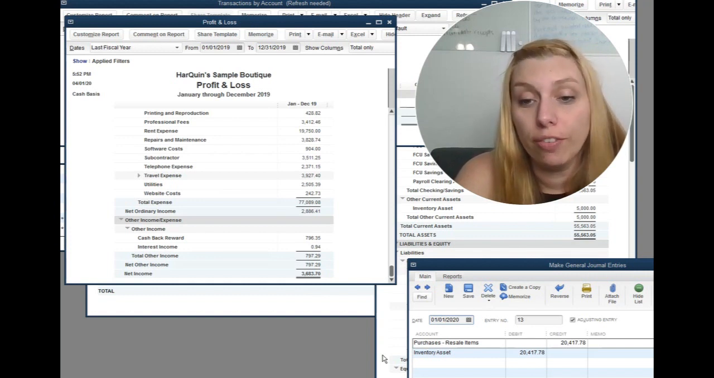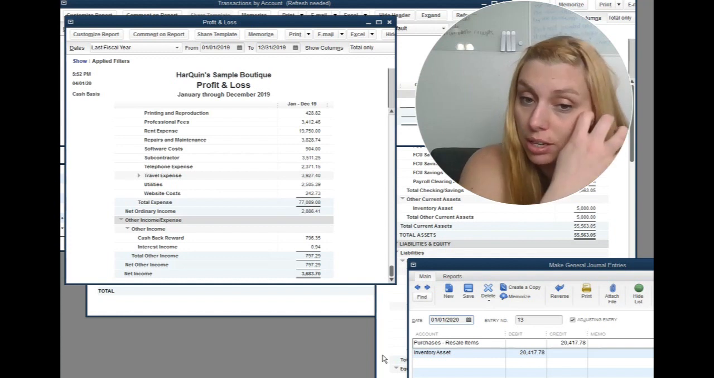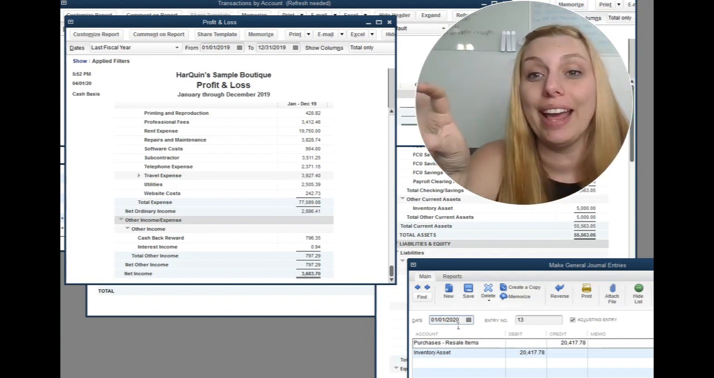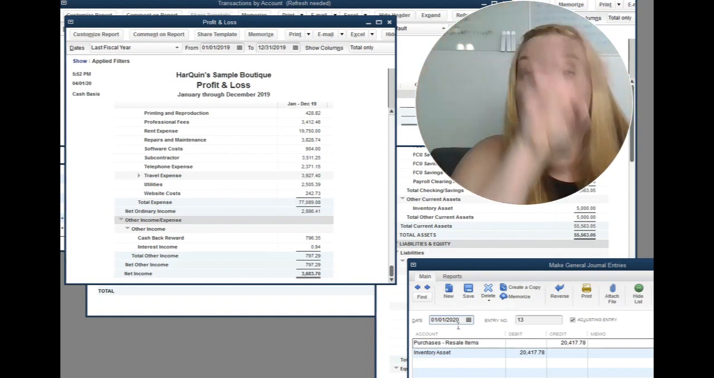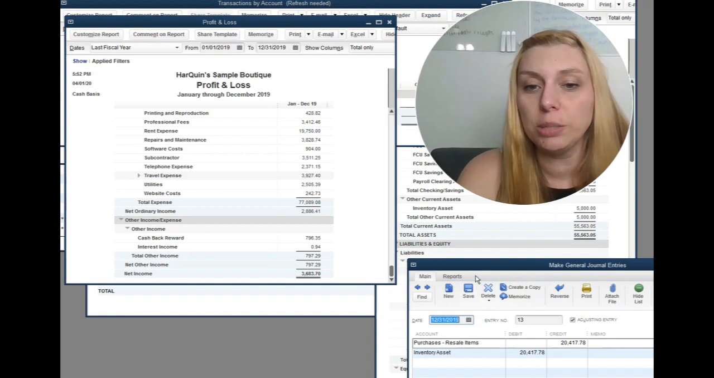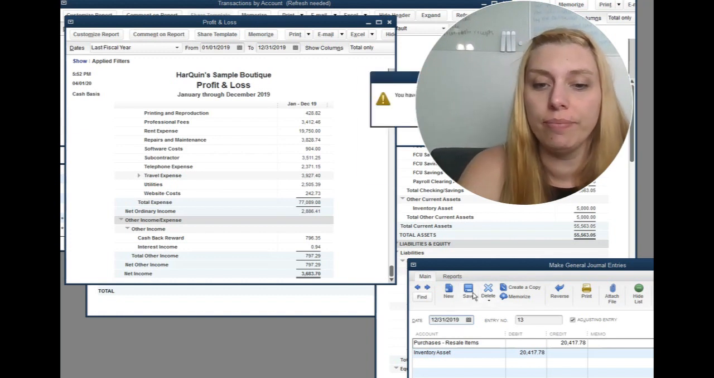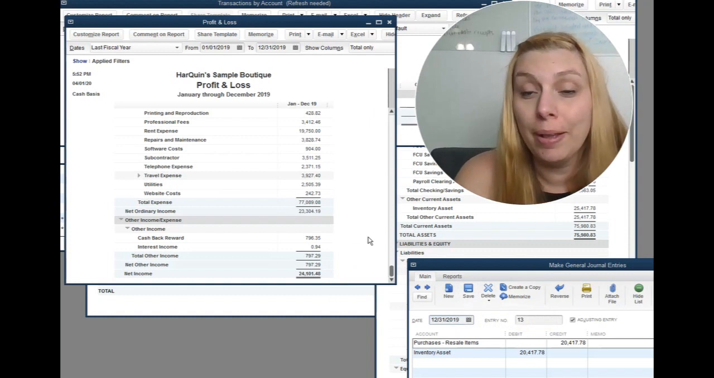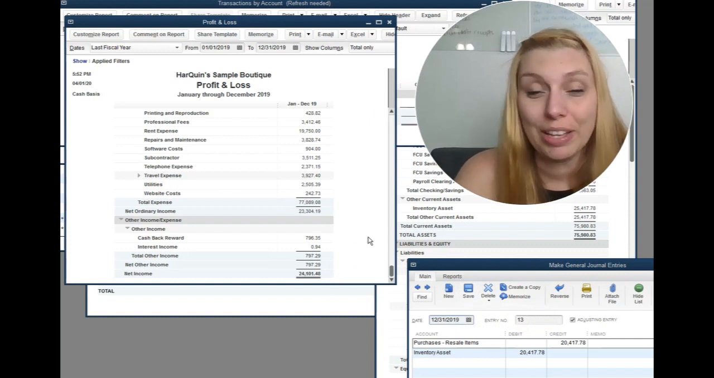But then you do your physical count and you're like, okay, I have $20,000 in inventory. Well, that's an expense that you originally had on your P&L. Now you're taking it off your P&L and putting it on your balance sheet. All of a sudden, your taxable income just went from $3,600 to $24,000. That's at least one tax bracket, maybe even two, depending on your personal situation.